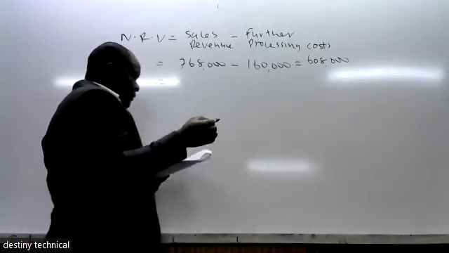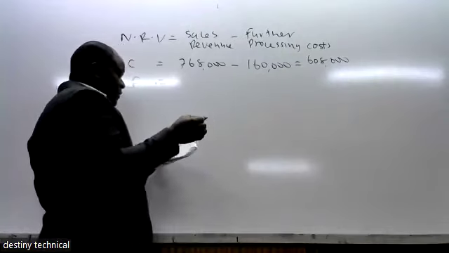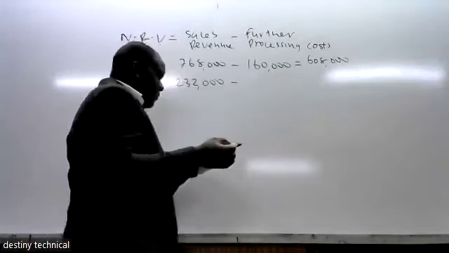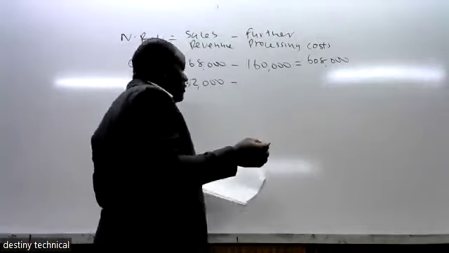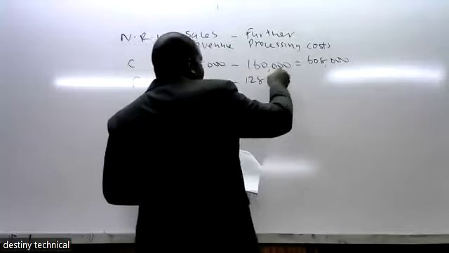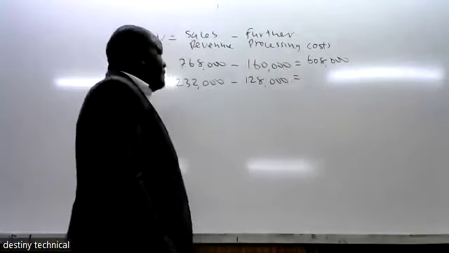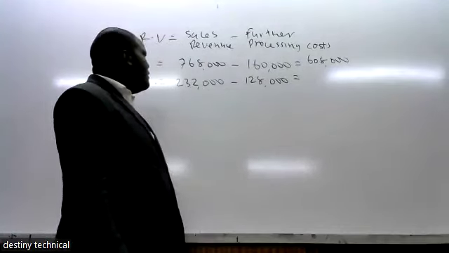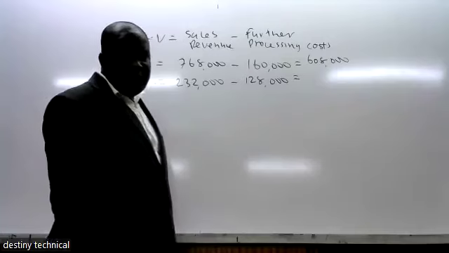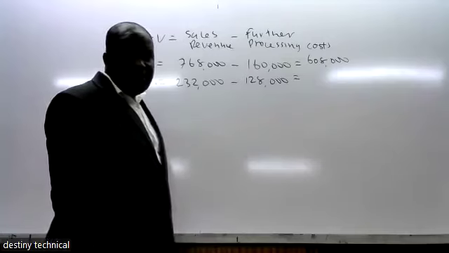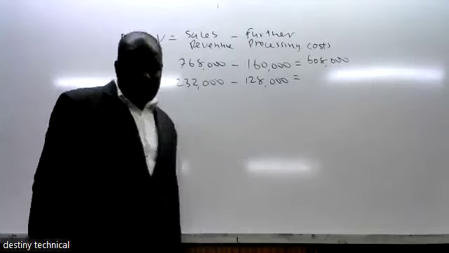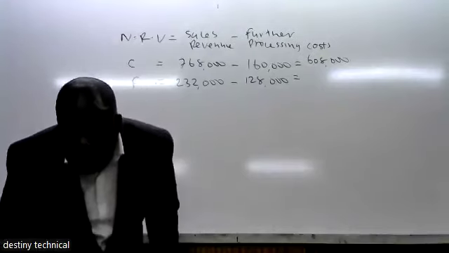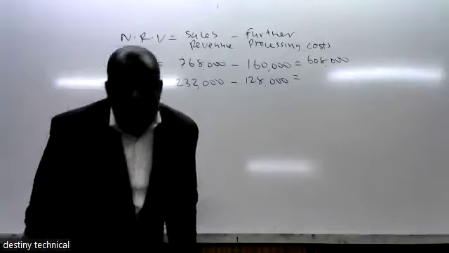So for F, you also take 232, subtract additional processing cost, which is 128. So when you take 132 minus 128, the difference is which value? $104.